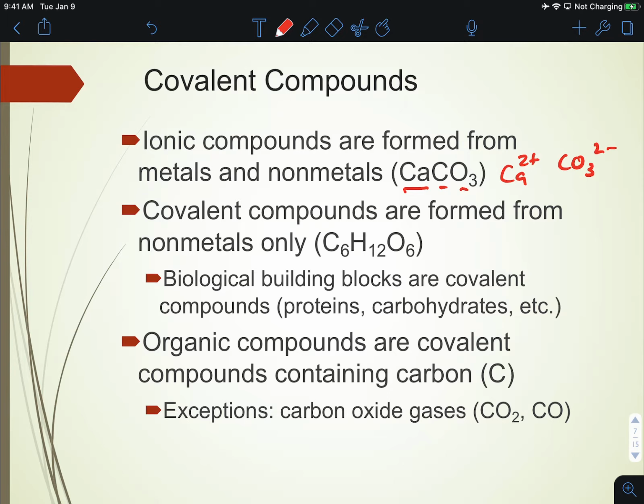Covalent compounds are formed from nonmetals only. So if you look at this here, this is basically glucose. You see C6H12O6. These are all nonmetals. These covalent compounds are the building blocks in biological systems. So when you look at proteins, carbohydrates, fats, and all that stuff, that's all built from these molecular covalent compounds that are made from nonmetals. And organic compounds are simply covalent compounds containing carbon. So those are the real biological building blocks. The exceptions to that are carbon dioxide gases. Those are considered inorganic.